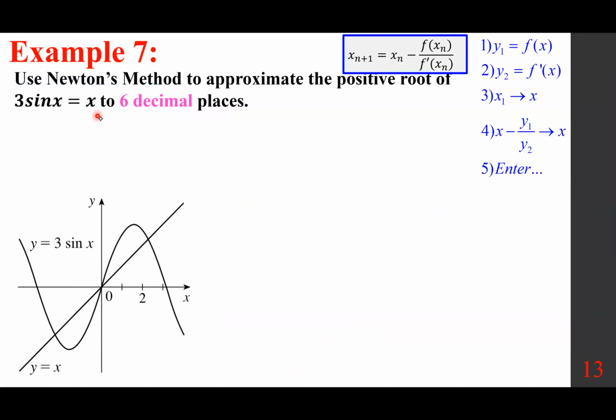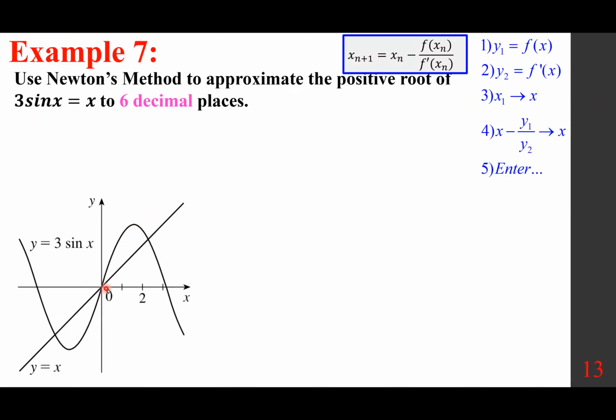If you draw 3 sine x, which means sine x, and then take it up by 3, multiplied by 3, that's how you can figure out what this one is. This is pi over 2 and 1 times 3, so pi over 2 and 3, okay? And y equals x goes through the origin. So there are 3 points of intersection.